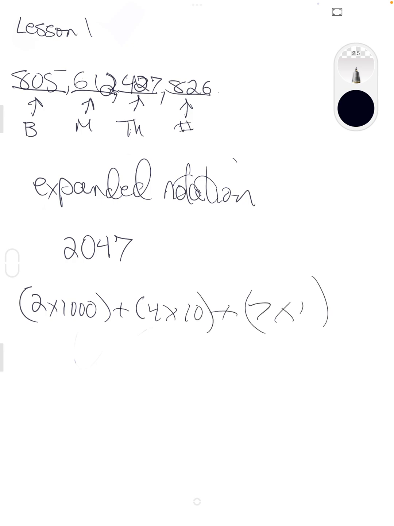In expanded notation, you would say this is 2 times 1,000 plus 4 times 10 plus 7 times 1. And that would be expanded notation. So there's going to be 2 thousands, 4 tens or 40, and then 7. And so that's expanded notation. It's not that complicated. It's just understanding how it is written and how it is said.